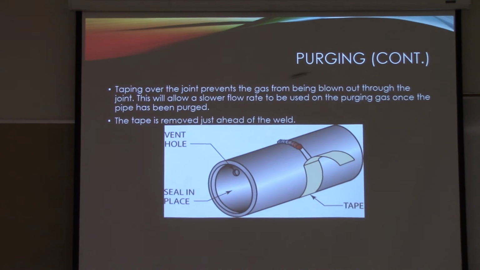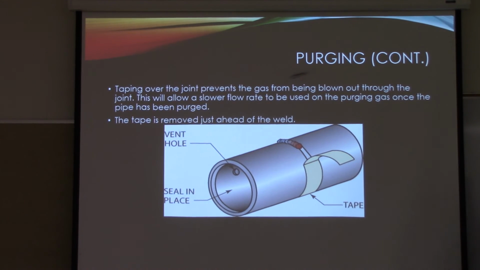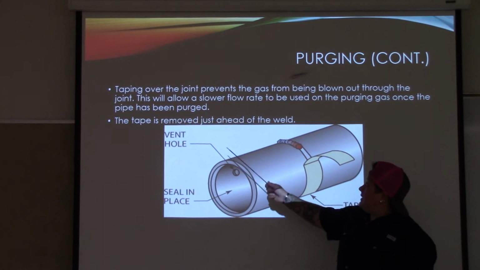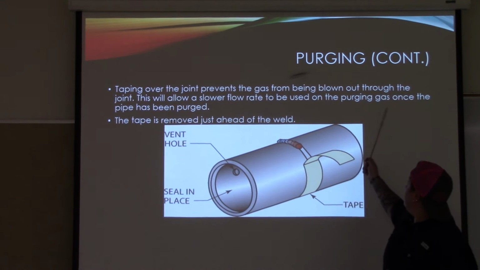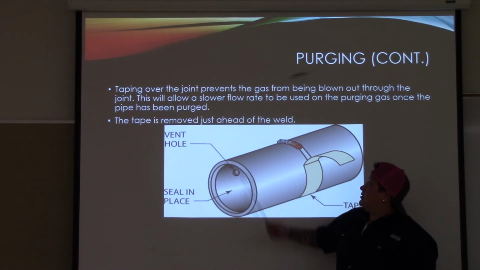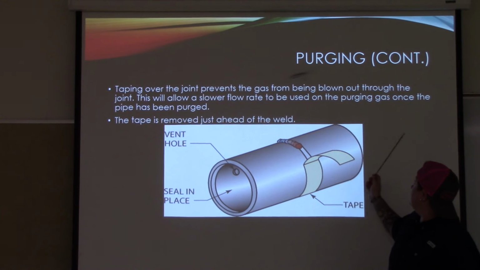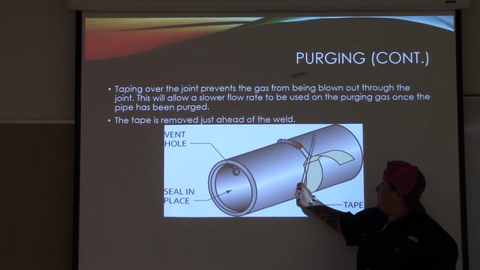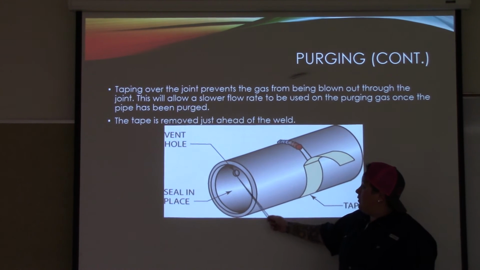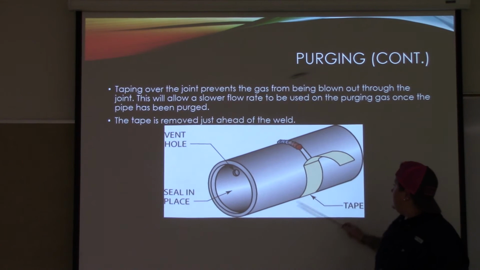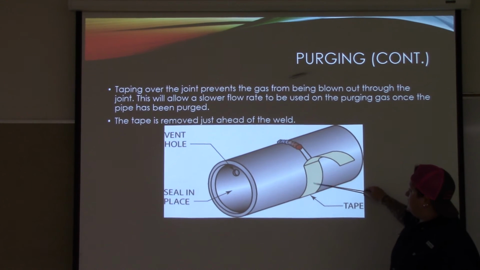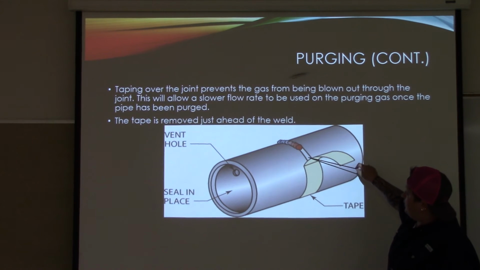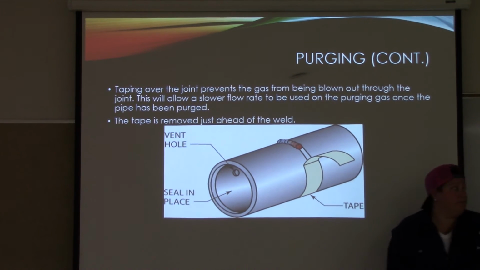Purging continued. Taping over the joint prevents the gas from being blown out through the joint. This will allow a slower flow rate to be used on the purging gas once the pipe has been purged. The tape is removed just ahead of the weld. So as you can see, the vent hole, the seal that's in place, and then here's your tape, okay? So it's covering the groove where you're not welding, and then where you're welding is going to be opened up, all right?